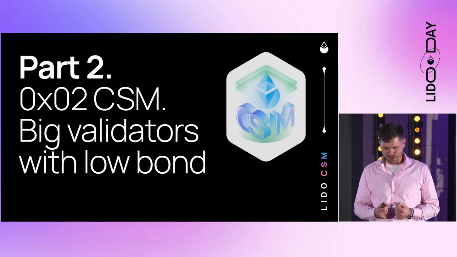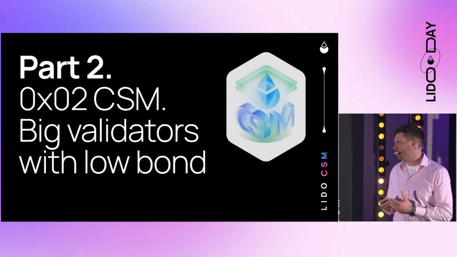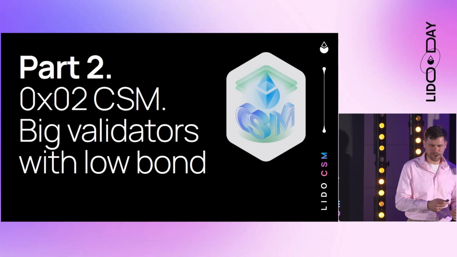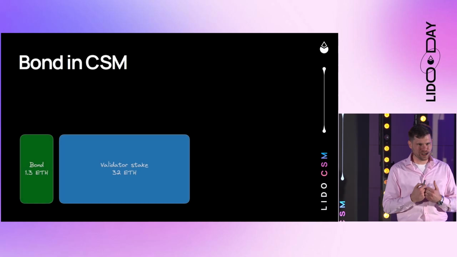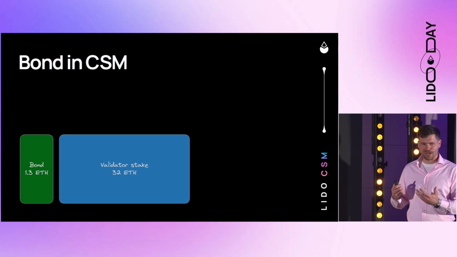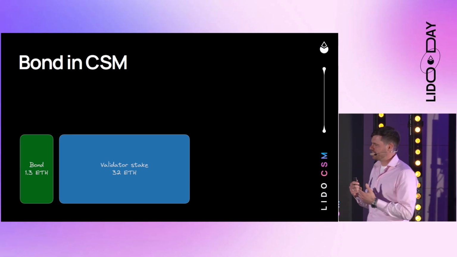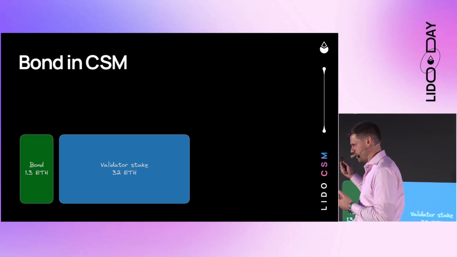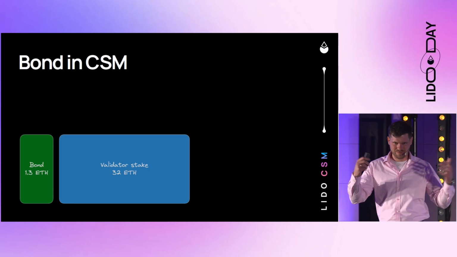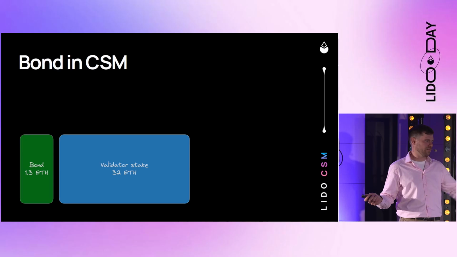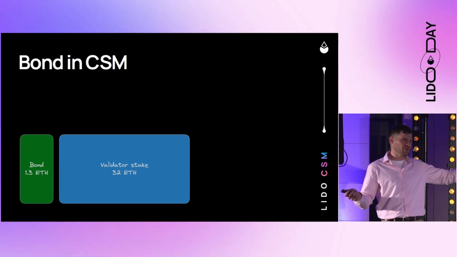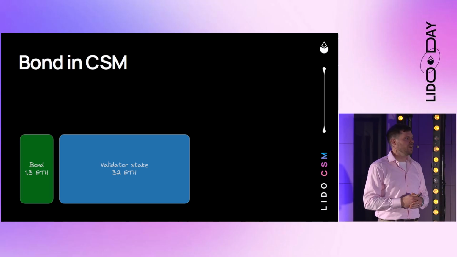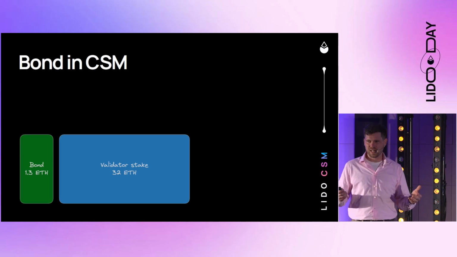Introducing 0x02 CSM, the place where big validators meet low bond. To understand that, we need to understand the logic behind bond in CSM. Here you can see the current conditions for CSM. As I mentioned, 1.3 ETH bond for a validator of 32 ETH. So 0x01 validator, 1.3 ETH bond. Good. Where does this value come from?